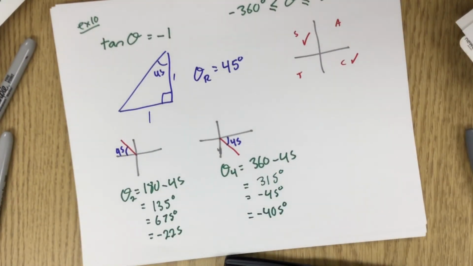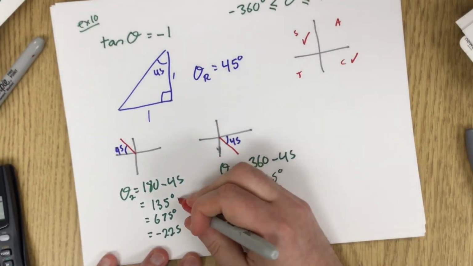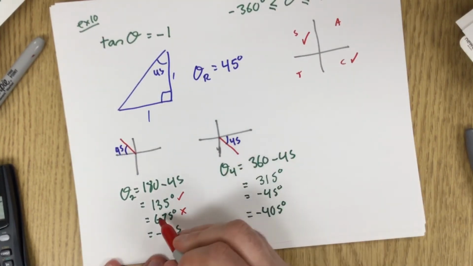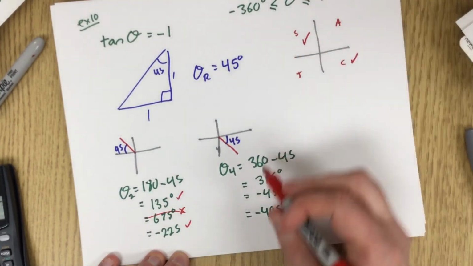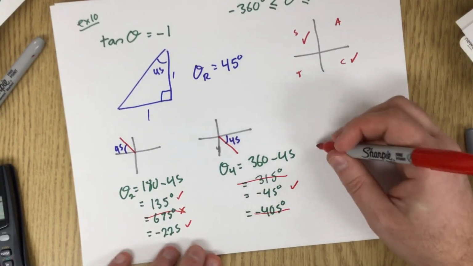And we have to know the domain we have: we have to be between negative 360 and 270. So that one's between negative 360 and 270. That one's too high. That doesn't work. That one works. This one is too high. Does not work. That one works. And that one's too low, so that one doesn't work.